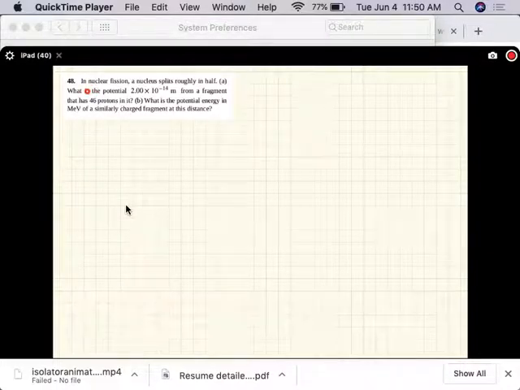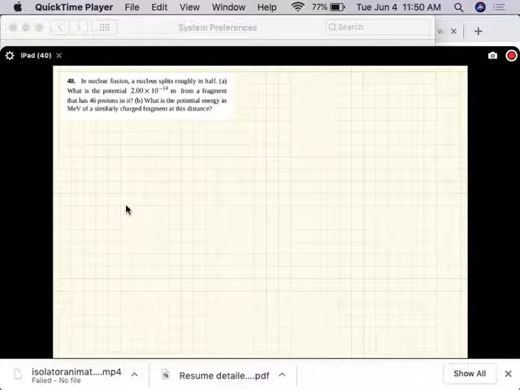All right, so this problem says in nuclear fission, a nucleus splits roughly in half. What is the potential 2 times 10 to the minus 14 meters from a fragment that has 46 protons in it? Okay.